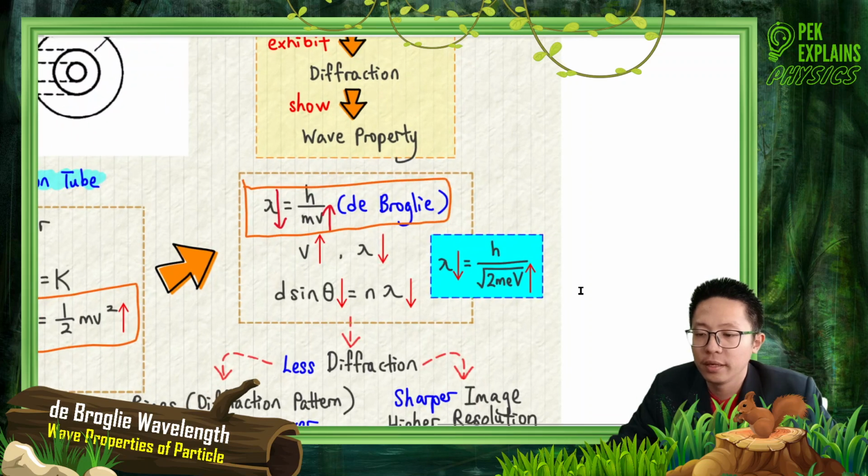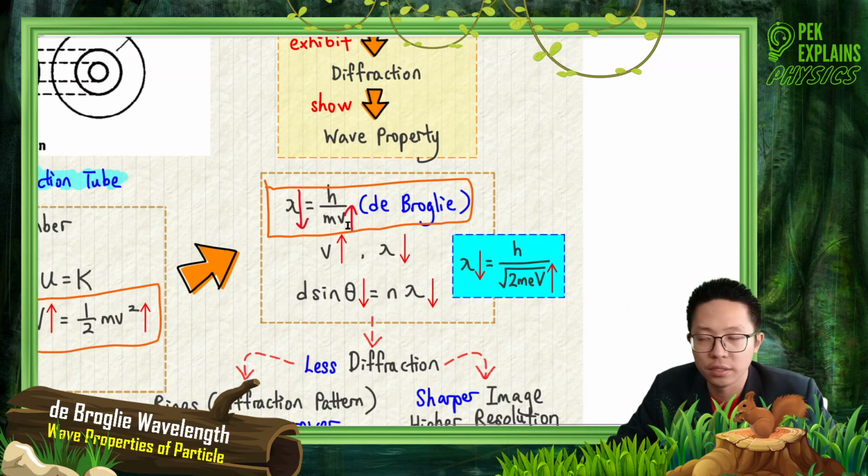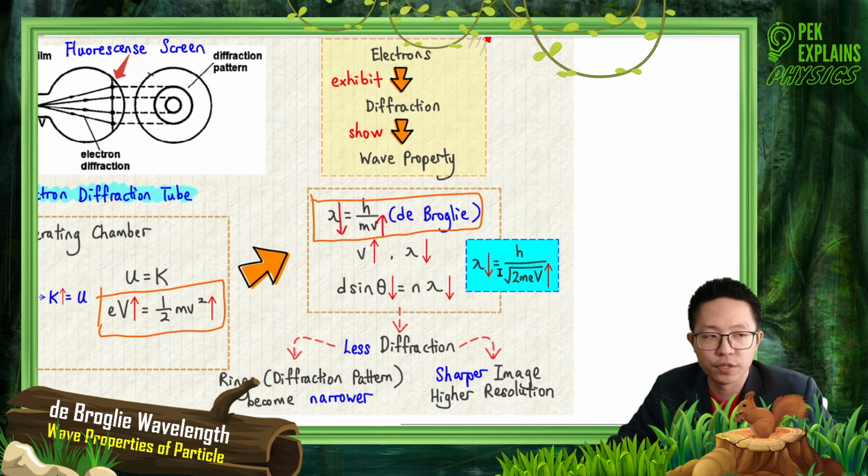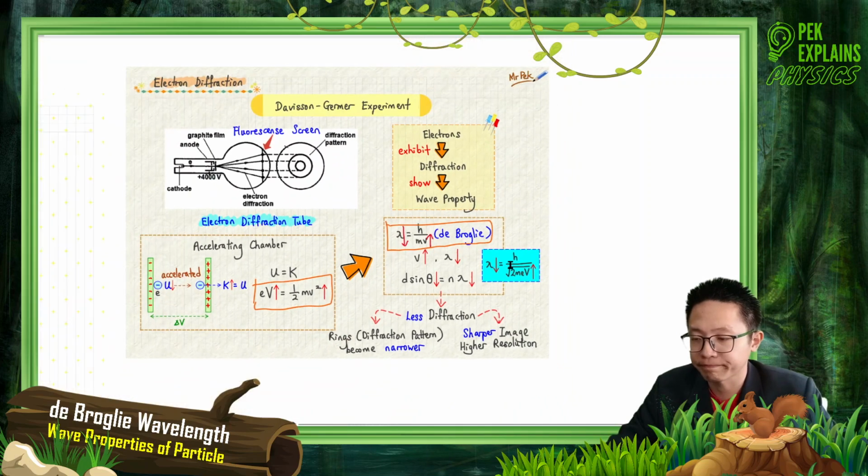Do you see that? It relates the voltage directly to the wavelength. Instead of needing to find the velocity of the electron, no need to find the velocity anymore. You just put in the voltage here, you immediately can get the wavelength. This formula will be provided in the list of formulas in the exam. So you can make use of this more direct formula also.